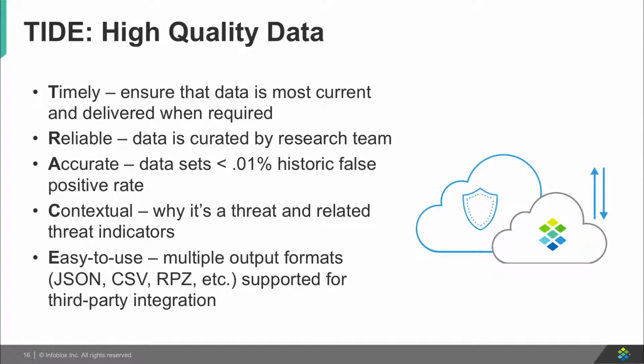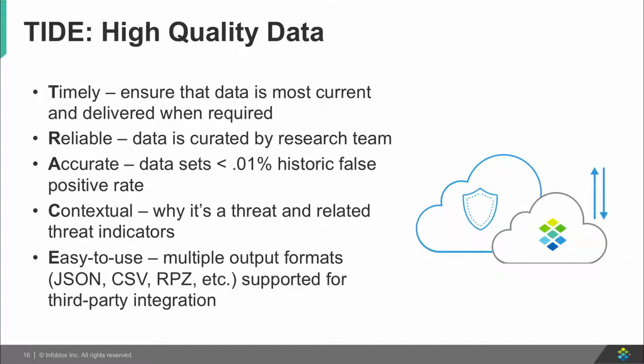So next here is our Tide data itself, our threat intelligence data. And we do a few things to make sure that it's key on, like timely. We ensure that the data is most current and delivered when required. It's reliable. We've had 10 plus years experience refining and publishing the threat indicators daily. We make sure it's accurate. We've had a historic rate of less than 0.01% false positive.